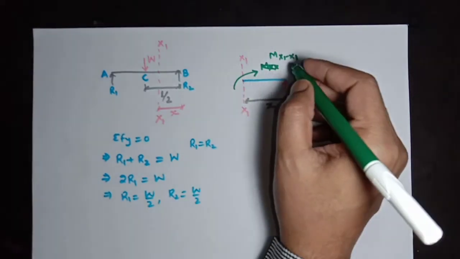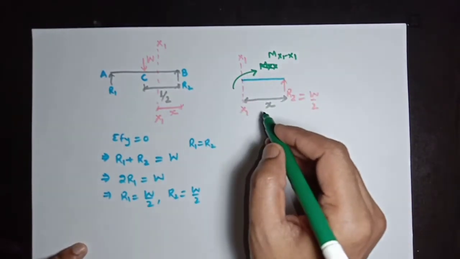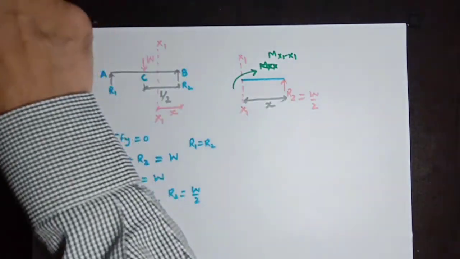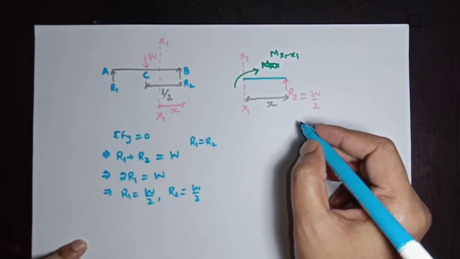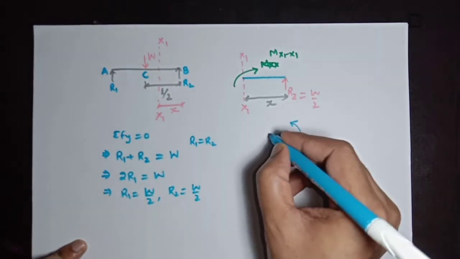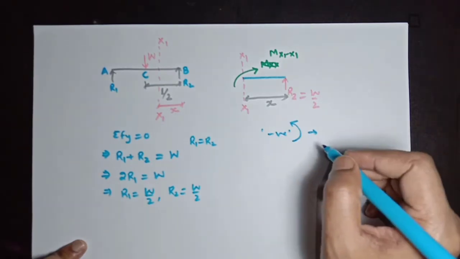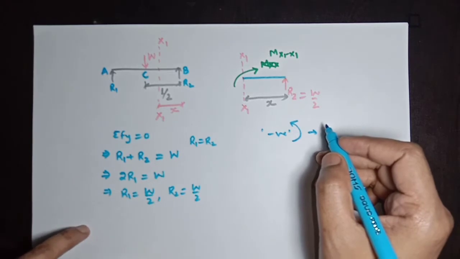M x1 x1 will be the bending moment at a section XX, x1. Now, as per our assumption, the anti-clockwise moment is taken as negative. You can take any, you can also take it positive. It's your choice, but I am taking it negative.